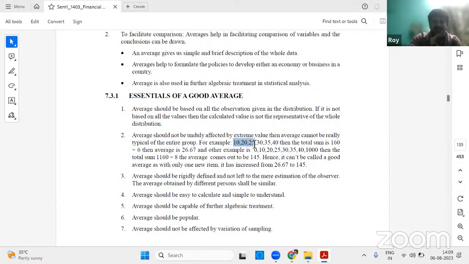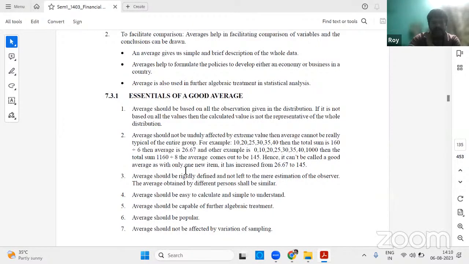How many are there? 10, 20, 30, 30 plus 25 is 55, 55 plus 30 is 85, 85 plus 35 is 120, 120 plus 40 is 160. This is the total sum, and then divided by 6. Why 6? We have 6 numbers. The average is 26.6. Another sample: 0, 10, and so on; the total sum divided by 8. The average comes to 145.